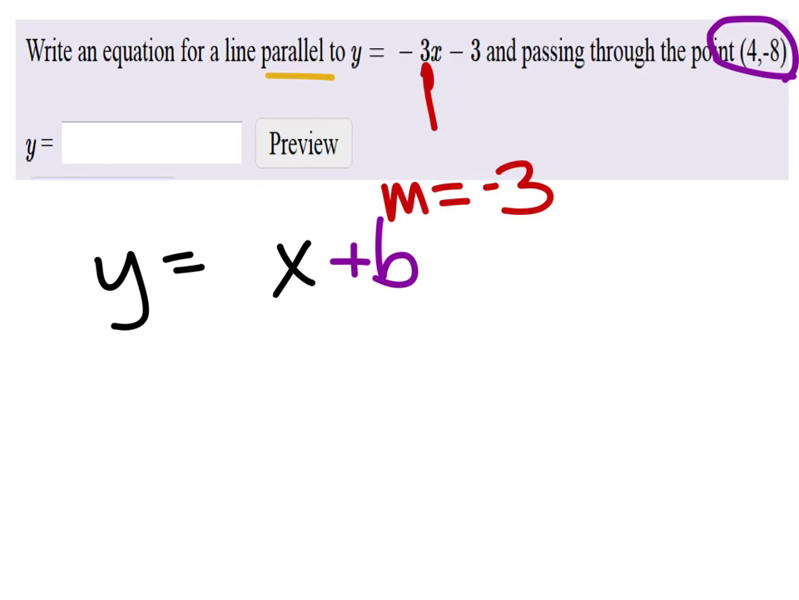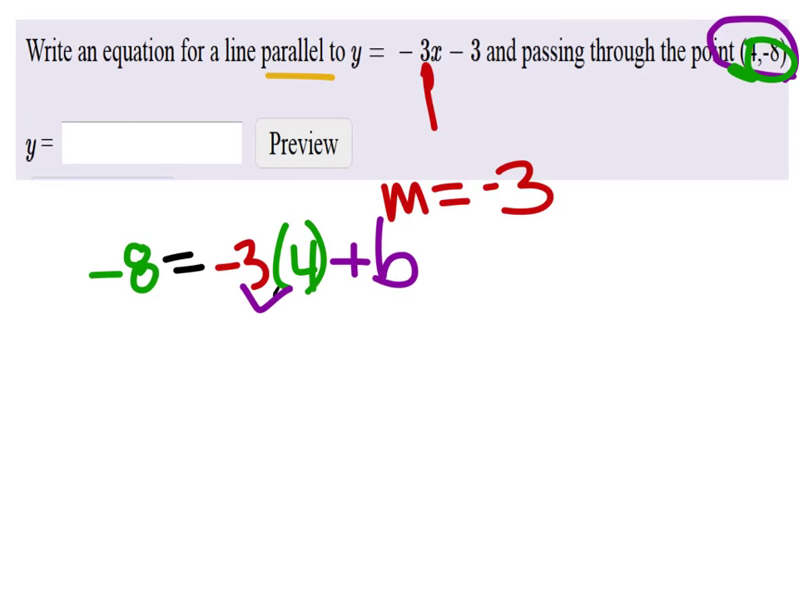So I'm going to replace my slope. We already know that the slope is -3. And then up here we have an x value that is 4. So I replace x with 4, and I replace y with -8 right here, right? Now I just need to solve for b. That will be the b value in that one.